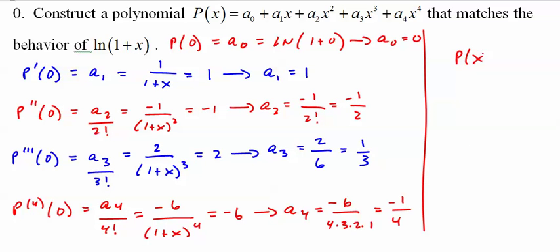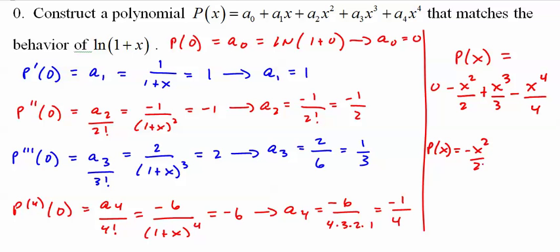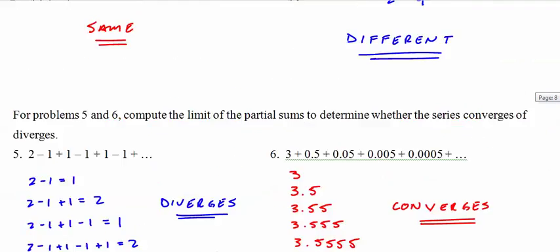P of x equals 0 plus minus x squared over 2 plus x to the 3rd over 3 minus x to the 4th over 4. P of x equals negative x squared over 2 plus x to the 3rd over 3 minus x to the 4th over 4. I never do this, but I'm going to go back in my notes.